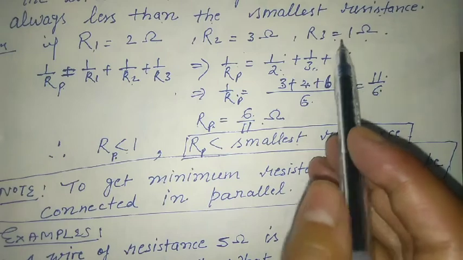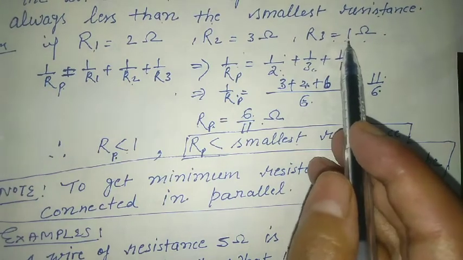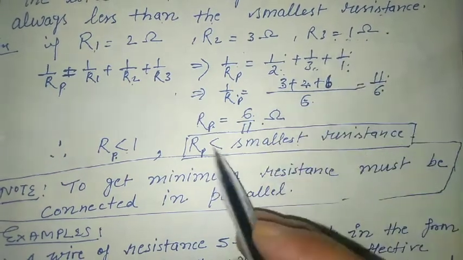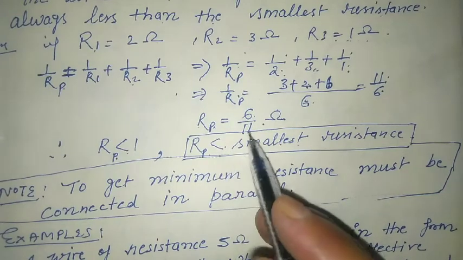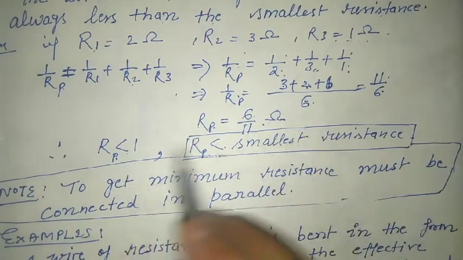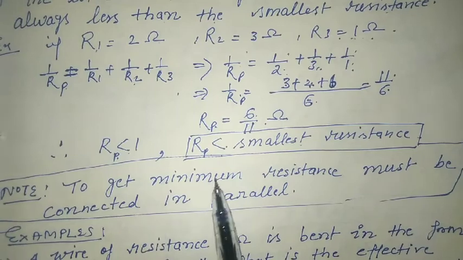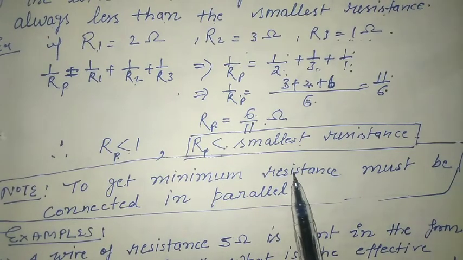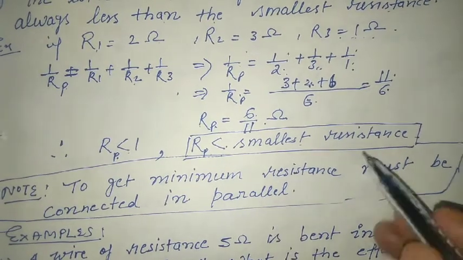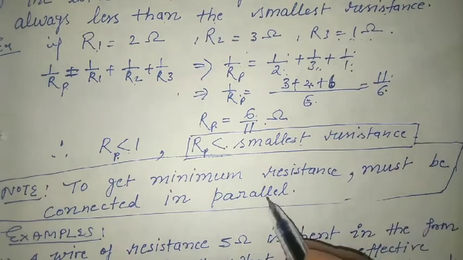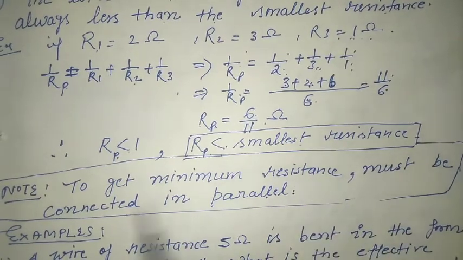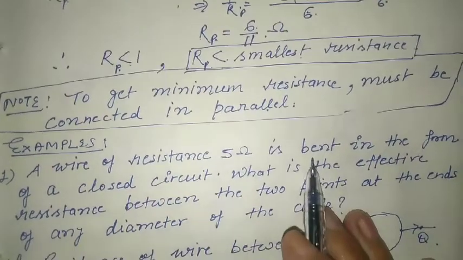We can see here R3 is the smallest, so Rp is smaller than the smallest resistance. So Rp here is less than 1. Now, to get minimum resistance, all resistances must be connected in parallel. Sometimes we have to find the numerical on this page.